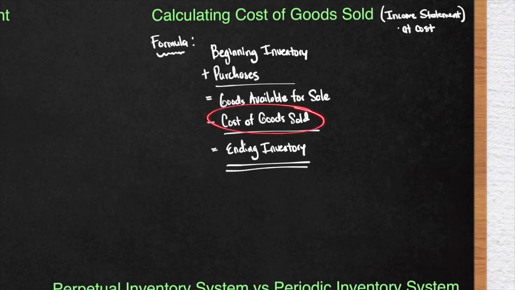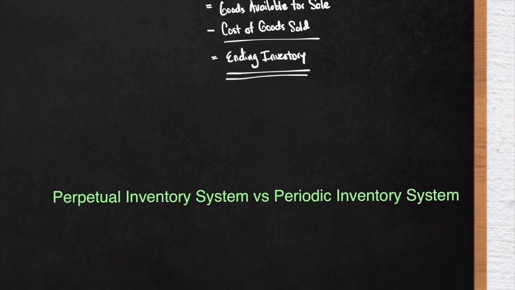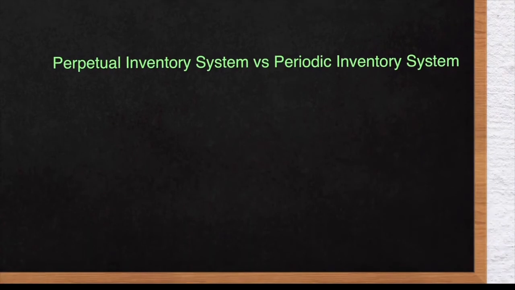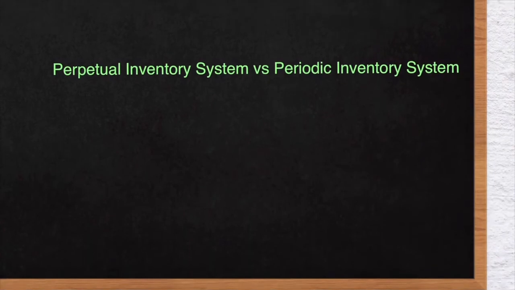Again, beginning inventory plus purchases equals goods available for sale. Then you subtract what left, which is cost of goods sold, and then you get what's remaining, which is ending inventory. Again, in problems, they'll give you certain amounts. You just have to find the missing amount or value.